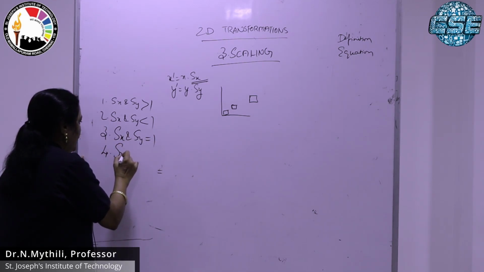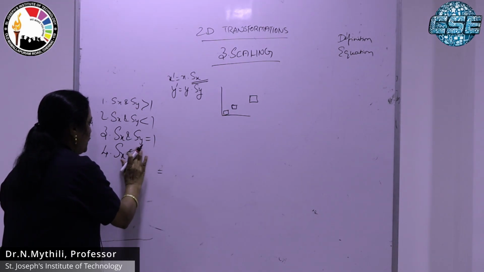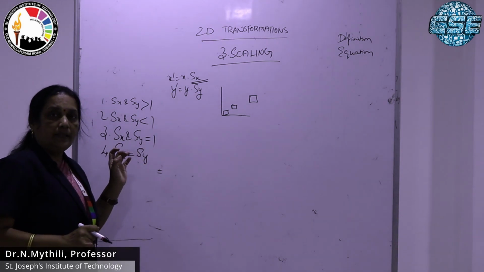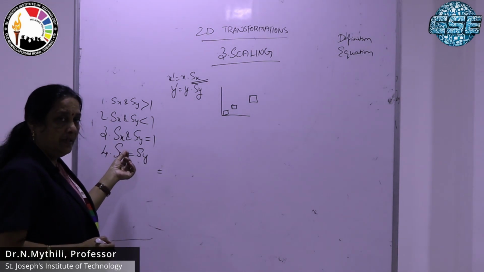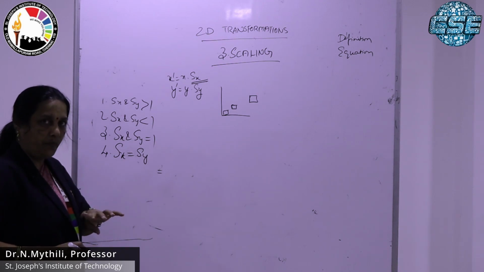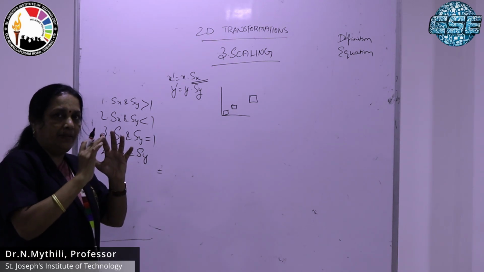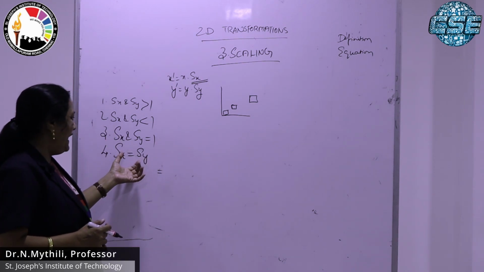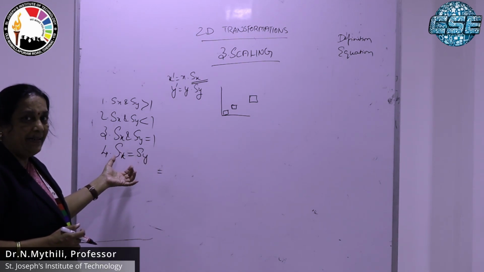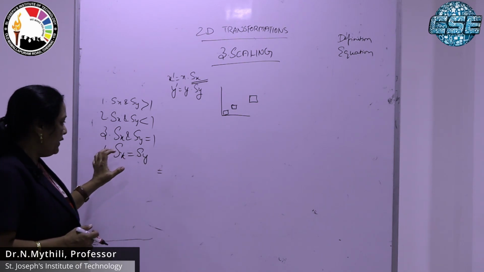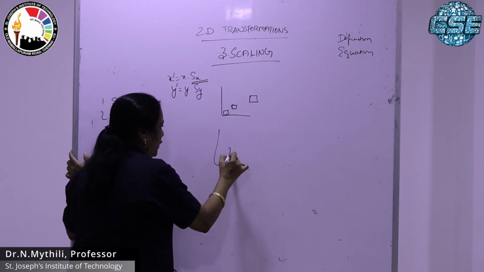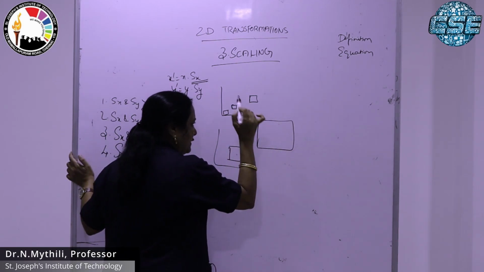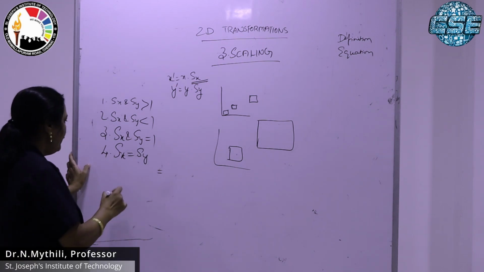And the fourth case is sx and sy both equal. Suppose the value for sx is 4 and sy also 4, you will have the relative proportion size in the object. Okay. So we have no change in the relative proportion of the original object, right. Suppose you have a square, you will have the square shape only with the enlargement, right.